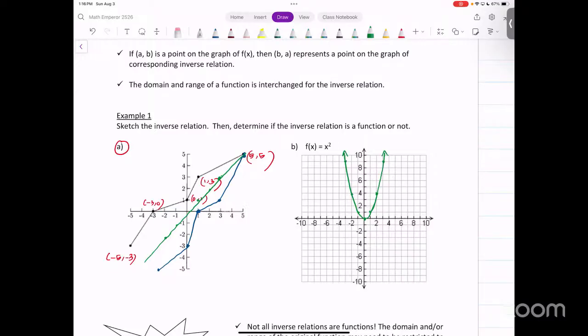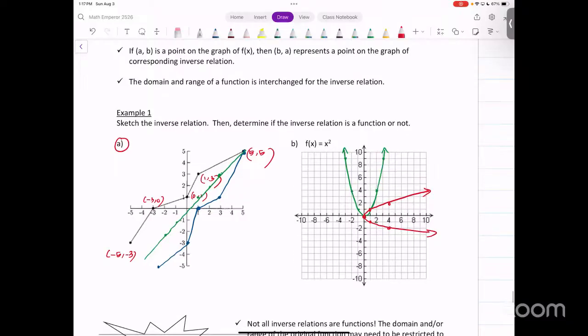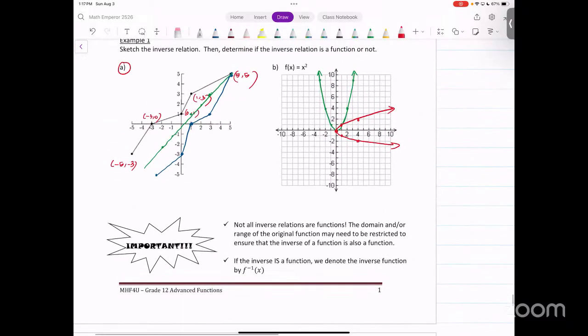All I have to do is plot the points: 0, comma 0 is going to be here. 1, comma 1 is going to be here. 2, comma 4, and 4, comma 2. That's here. That is going to be your inverse relation, isn't it? Now, something to note, not all inverse relations are functions, because in this case, I'm failing the vertical line test. So the inverse of the quadratic relation is not a function, right?